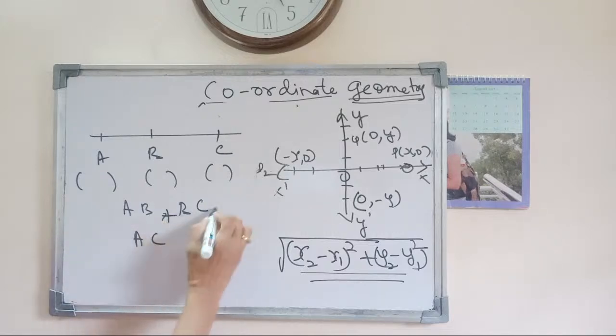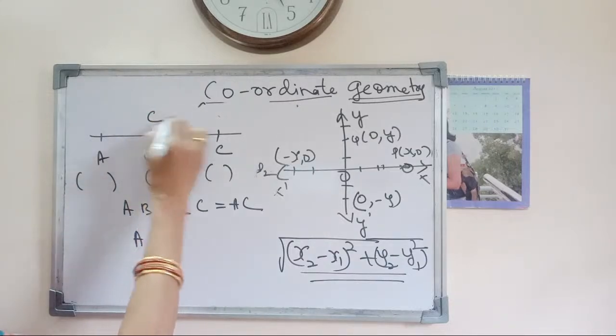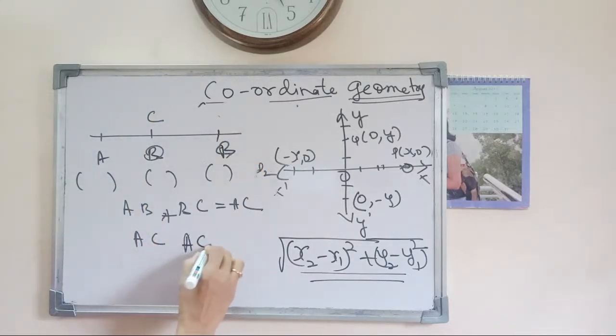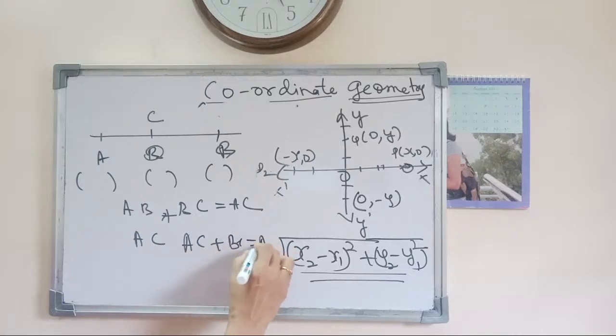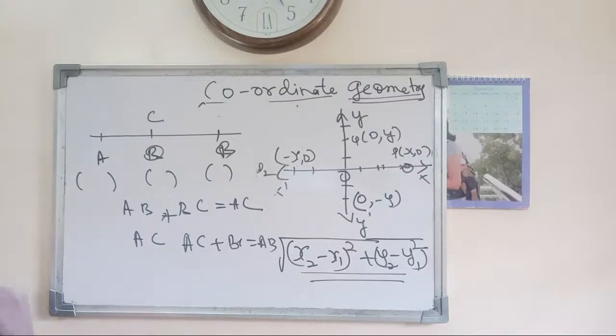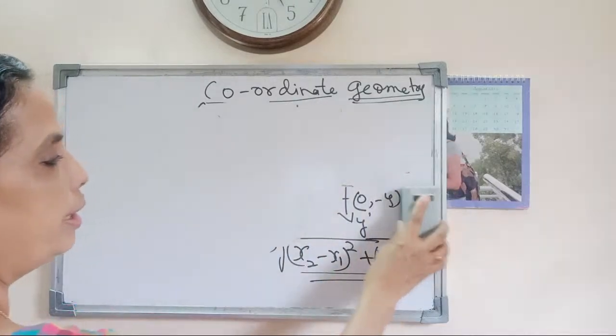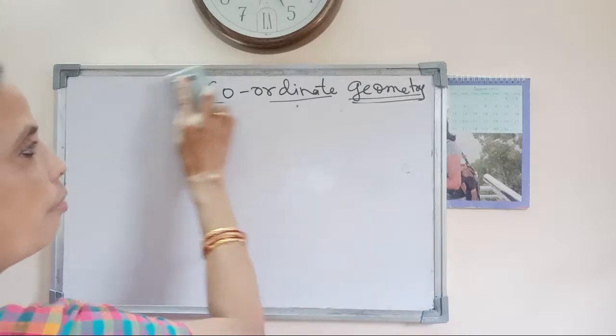If AB plus BC is equal to AC, or instead of B, if the point is C, then we can say if AC plus BC is equal to AB, if it satisfies betweenness property of the line segment, then we can mention the points are collinear. Otherwise, the points are not collinear. So now, making use of this distance formula, let us have very simple questions which are not in the textbook.